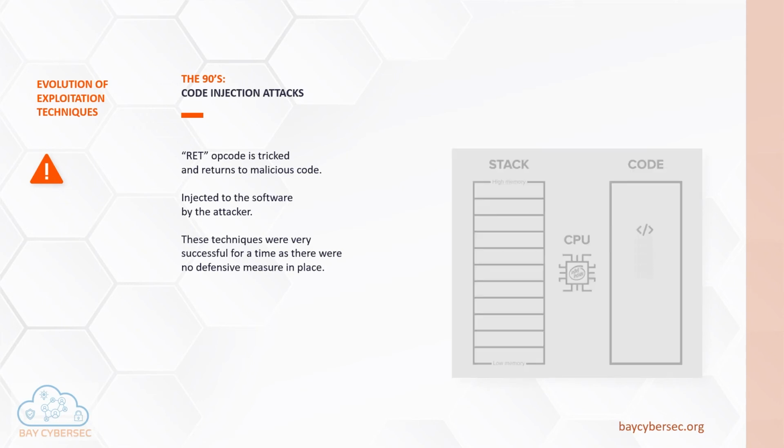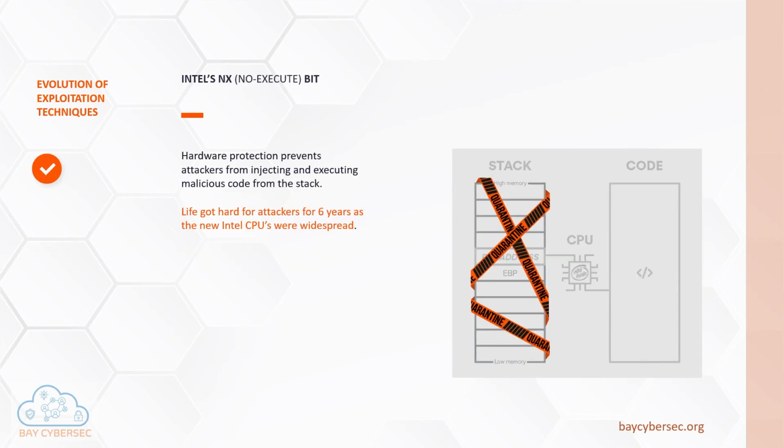He just transfers execution there, and then he runs his shell code. Now, how was this attack throttled? In 2002, AMD and Intel came up with what we call the no-execute bit.